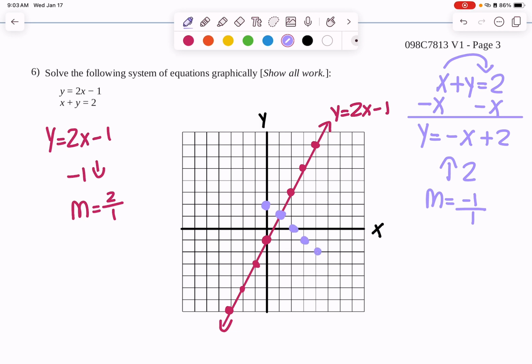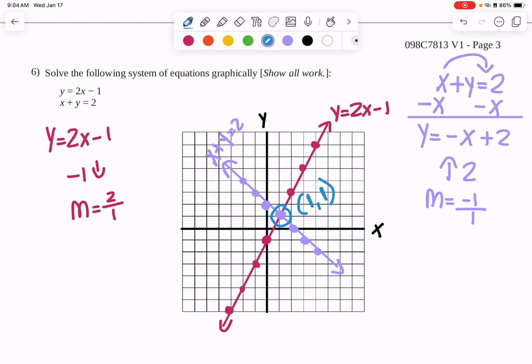I could also go up 1 to the left 1, but I technically don't need to do many more points because I have my point where they cross. This is the equation x plus y equals 2. And where they cross is right here. And this is the point. We went to the right 1, and we went up 1. 1, 1.